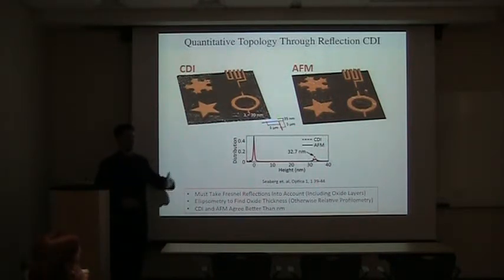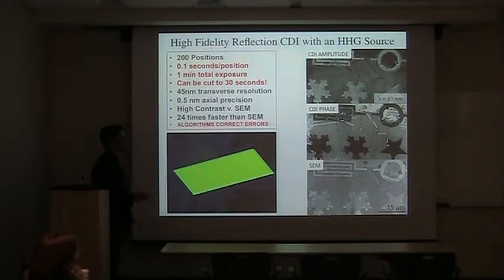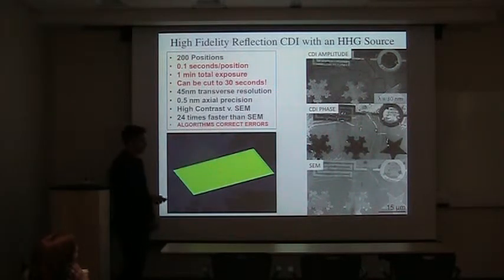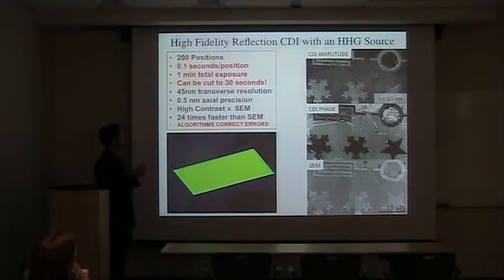So we increased the NA, and we redid the exposures on a similar sample with a lot of texture on the surface now. So this is our high-resolution reflection mode result. Here's the amplitude of the reconstruction, here's the phase, and here's an SEM for comparison. This was 200 scan positions, so we definitely have a very stable source.